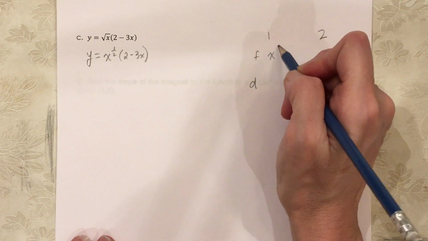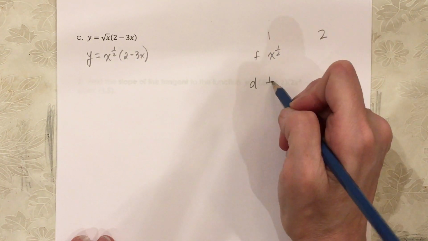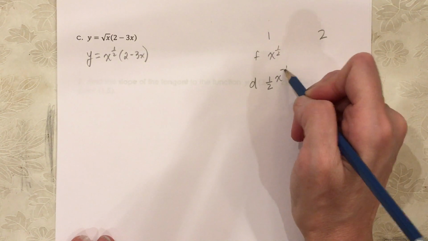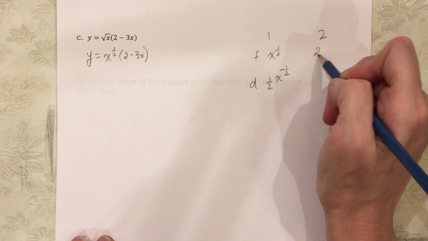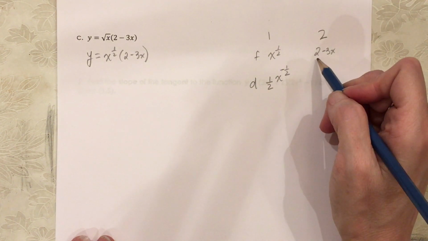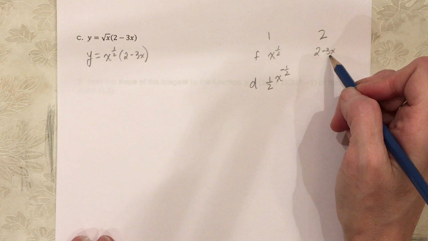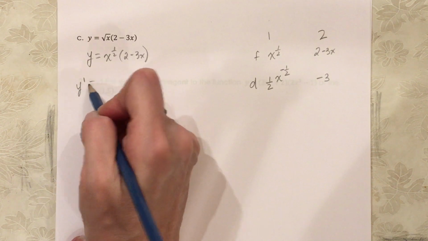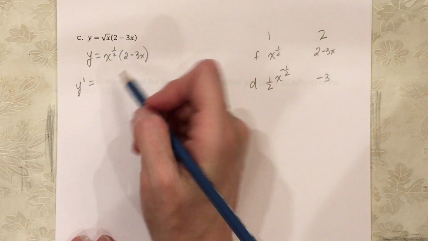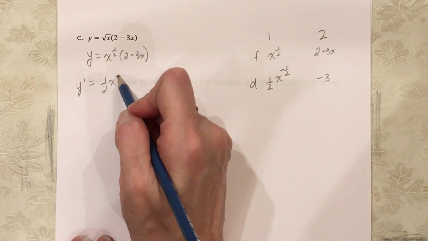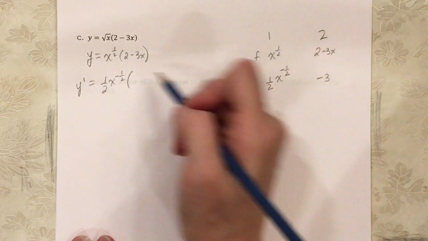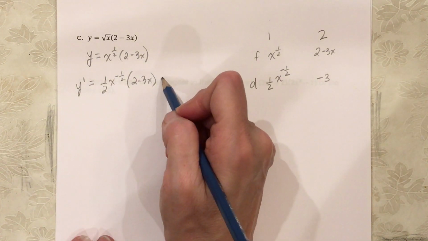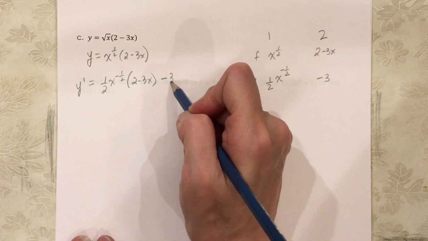So our first function is x to the 1/2, and its derivative, if you remember from the power rule, is 1/2 x to the 1/2 minus 1, which is negative 1/2. And our second function is 2 minus 3x, and its derivative of 2 is 0, derivative of negative 3x is negative 3. So y prime is going to be the derivative of the first times the second. So we have this monomial times a binomial plus the first times the derivative of the second. They're both monomials, so they can multiply together.